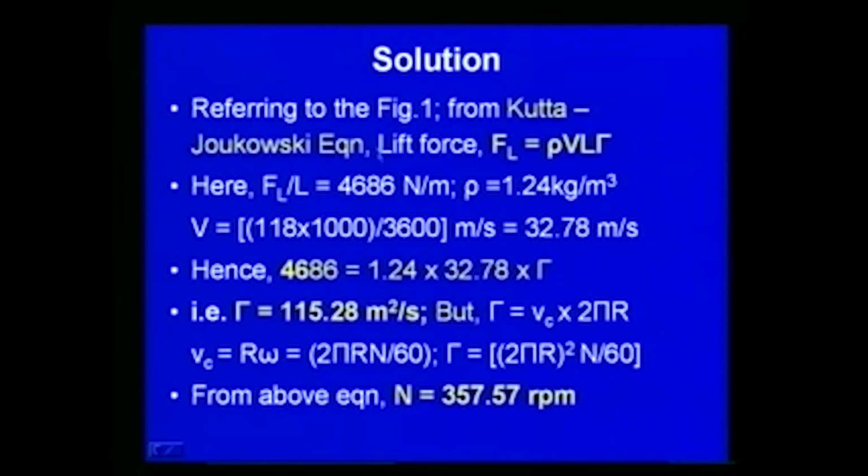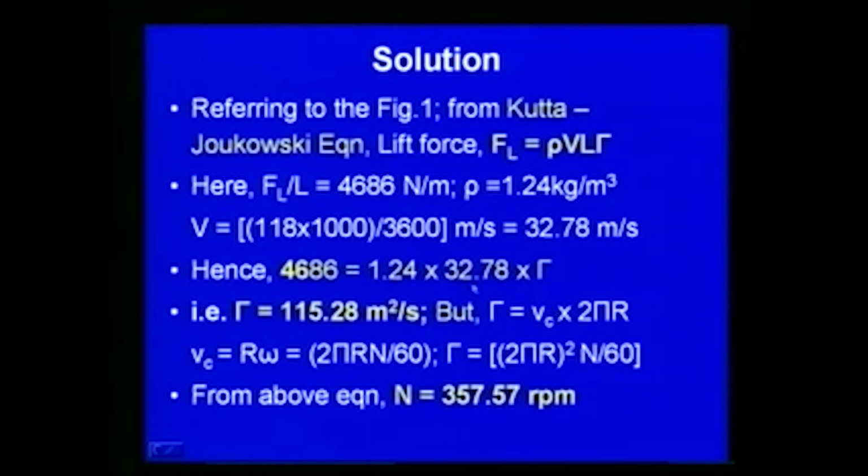Now if we use this relationship, Fl is equal to rho V L gamma, we will get 4686 is equal to 1.24 into 32.78 into circulation gamma. So we get the circulation gamma is equal to 115.28 meter square per second.